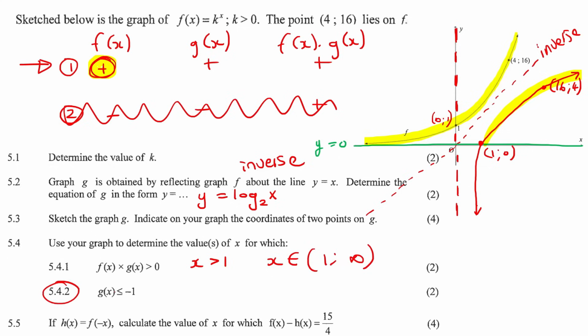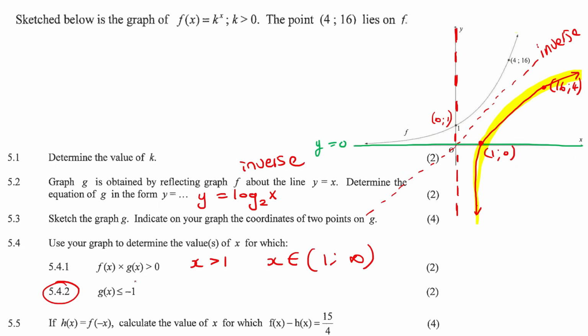This next question says, where is g of x, which is the log graph, this one over here, smaller than -1? So that's a y value of -1. So a y value of -1 is probably somewhere over here. Okay, so they want to know where is it smaller than that? So where is it under that? So that would be this area here. Now, the thing is, we don't know the x value where that starts.